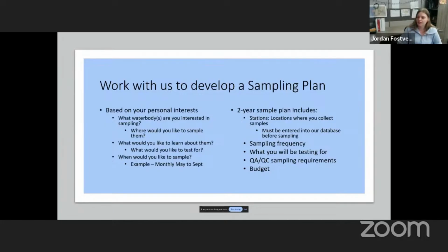The 2-year sampling plan includes the stations. Stations are just locations where you collect samples. These stations must be entered into our database before you can start sampling. The sampling plan also outlines sampling frequency, what you will be testing for, QA/QC sampling requirements, and the total cost in a budget.